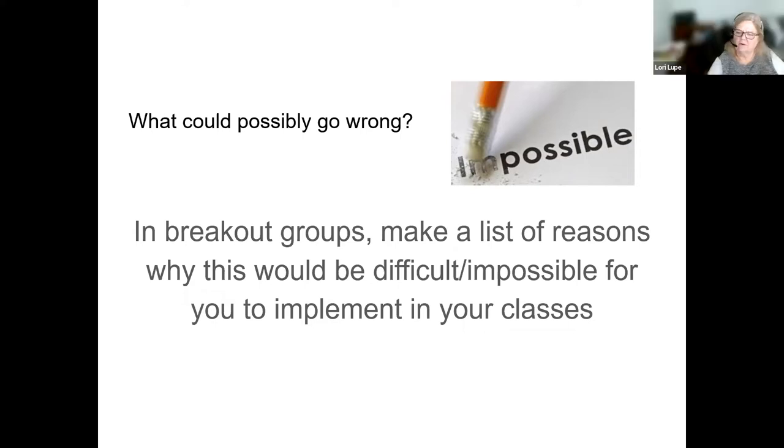We also had a question about how you do it in asynchronous classes. Asynchronous. I have not done it asynchronously. I've done it synchronously on Zoom and I use breakout groups. But I've never done it asynchronously. I've taught labs asynchronously where students work in groups, but that's something I haven't thought through in an asynchronous class. So that's an interesting question.